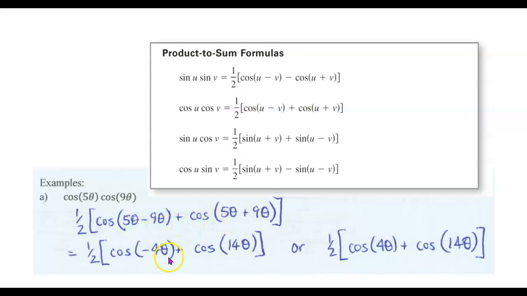And of course, 5 theta minus 9 theta would be -4 theta. 5 theta plus 9 theta would be 14 theta. So I can write this as 1/2 times the cosine of -4 theta plus cosine of 14 theta. Now that is equivalent to 1/2 times the cosine of +4 theta plus cosine of 14 theta. One way you can see that is that cosine is an even function, which means that the cosine of negative something is the exact same thing as the cosine of positive that thing. But also, we could have just switched the order at the very beginning. These are just two things multiplied together, so I can put the second thing first and think of it as cosine of 9 theta times cosine of 5 theta. And then here we would have had 9 theta minus 5 theta, which was 4 theta.